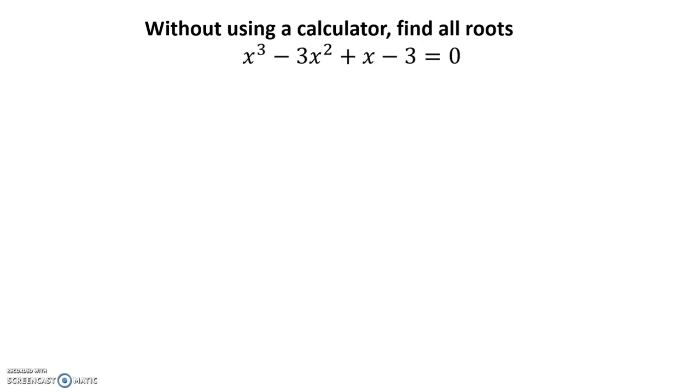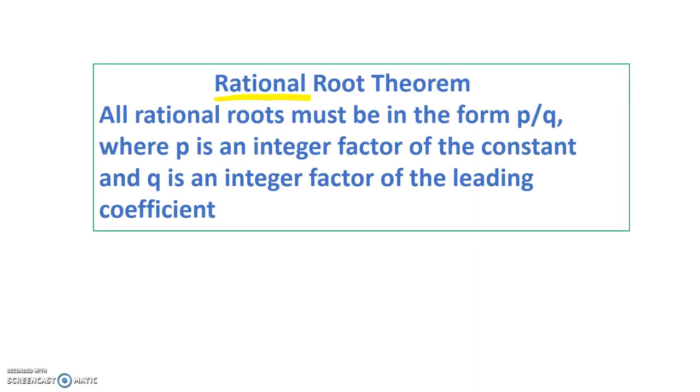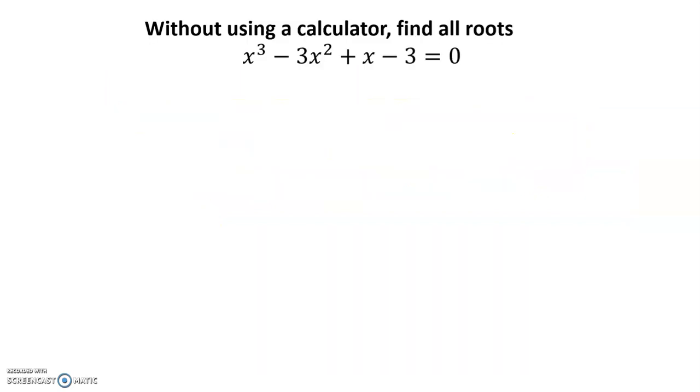So here is a question that wants us to find all roots of this polynomial without using a calculator. Now that can be a little tricky. However, we have something called the Rational Root Theorem, which states that all rational roots must be in the form of p over q, where p is an integer factor of the constant and q is an integer factor of the leading coefficient. Now what does that all mean for our polynomial? So let's explain that a little more clearly.